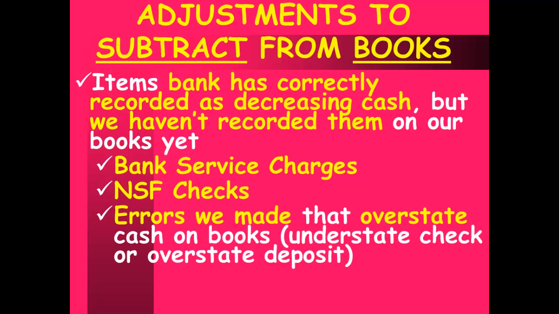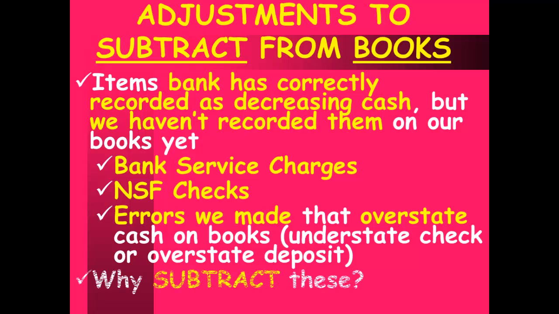We also would subtract from our books errors we made that overstated the balance on my books. What if I made a $10 deposit, but when I put it in the general ledger, I accidentally wrote it down as if it were 100. On my books, I made my balance go up by 100. I should have only made it go up by 10. Take that $90 difference in. We need to subtract it because we have overstated our balance.